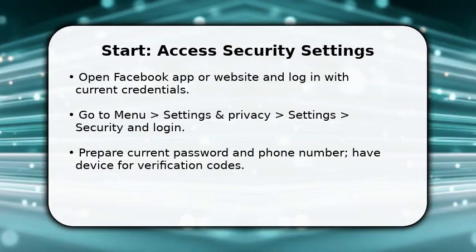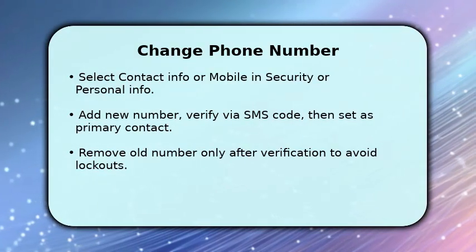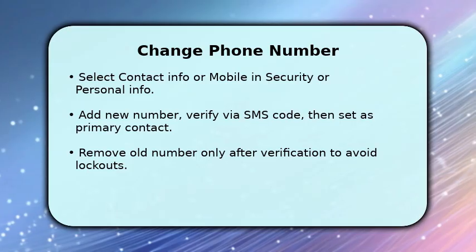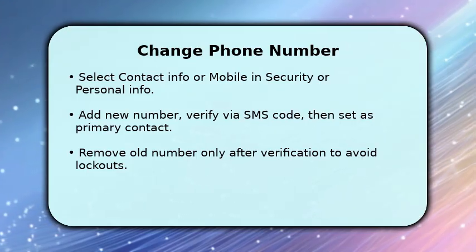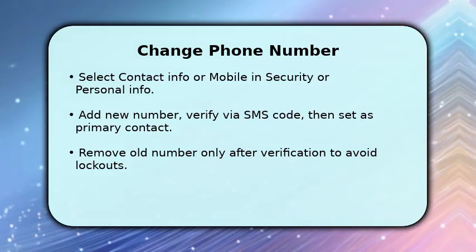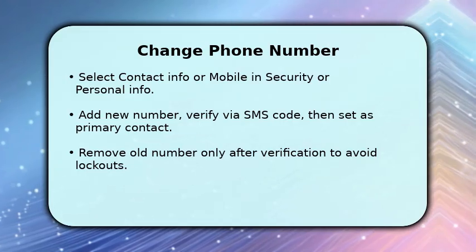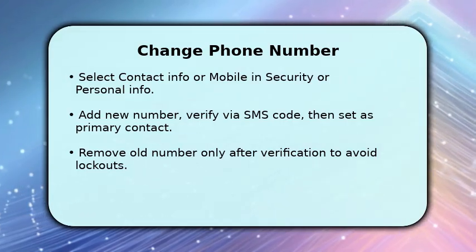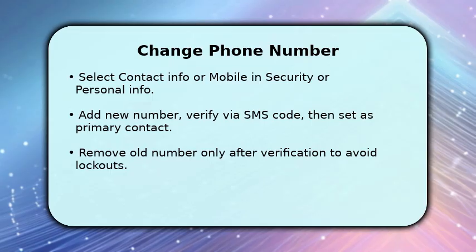You'll add the new phone number first. Tap Contact Info or Mobile, then add phone number. Enter the number and request the SMS code. Type it in exactly as received to verify ownership. Once verified, set the new number as your primary contact so recovery messages go there.